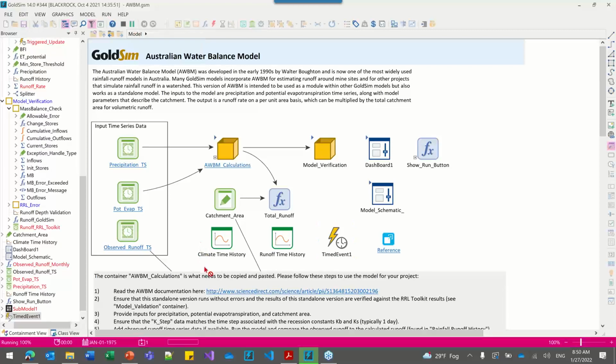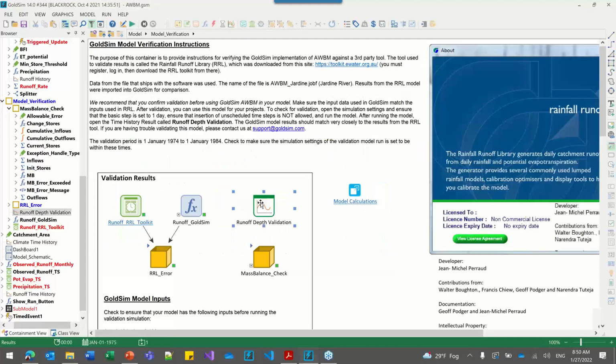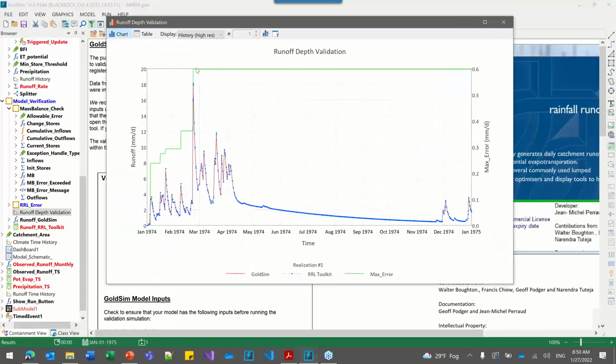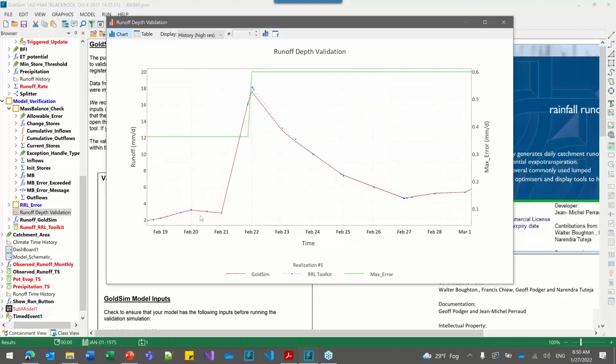Okay, so I run it. And then if we go back and we look at our validation plot, you can see that the error is a little bit higher. It's 0.6 millimeters. So there were some small differences, and let's zoom in on one of those. I'm holding down the control key, and then I'm drawing a rectangle so that we can zoom. Okay, and so here you see the difference. There's this small difference between what GoldSim simulates and what the RRL toolkit found.